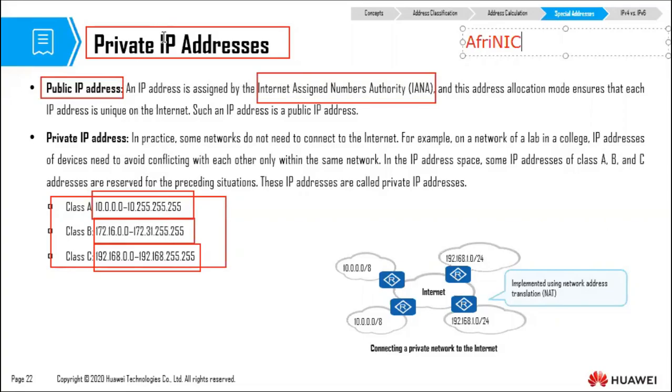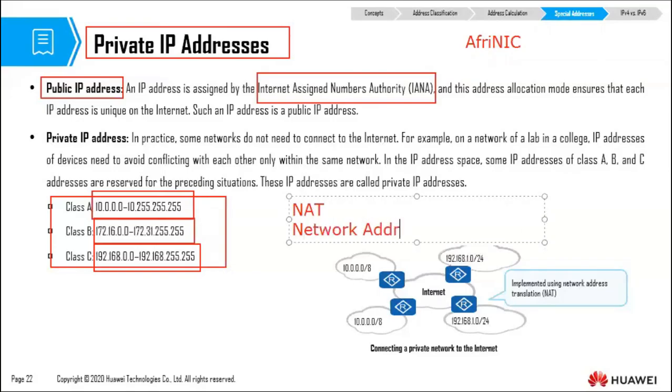So normally what happens, you have your private network and you have the public network, which is the internet. So your router will perform what we call NATing. NATing is network address translation. We're going to look at this much later. But network address translation simply maps public addresses to private addresses and vice versa.